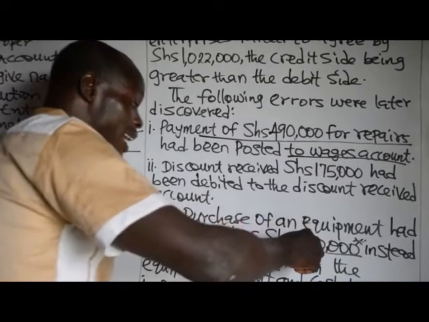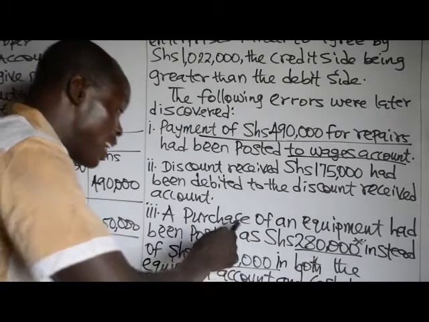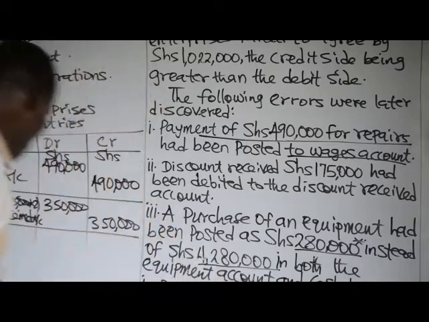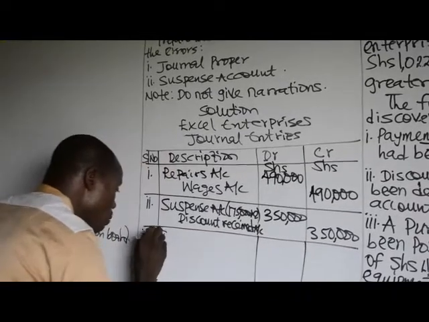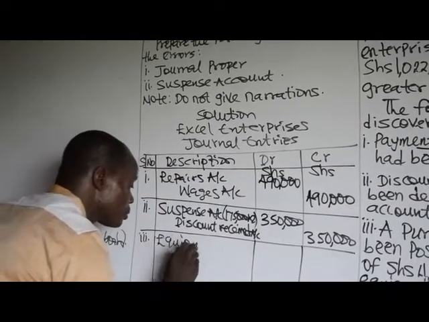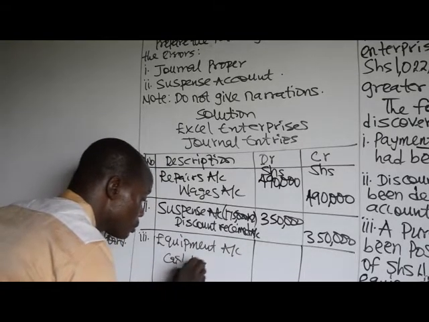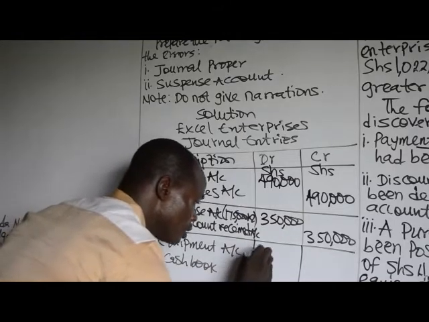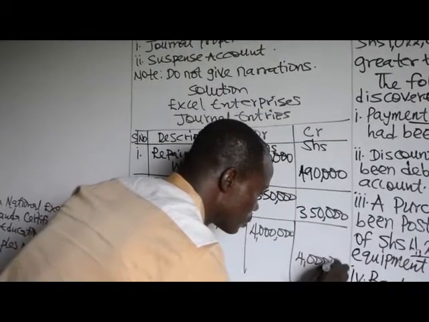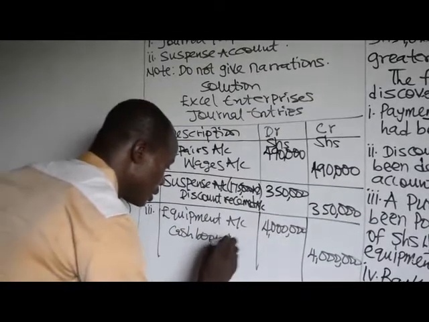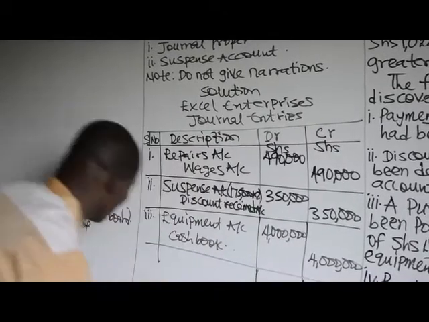So you debit the equipment account with 4 million and you credit the cash account, since this error affects both the equipment account and the cash book. So we debit the equipment account, and you credit the cash book, with 4 million shillings. So that is number 3.